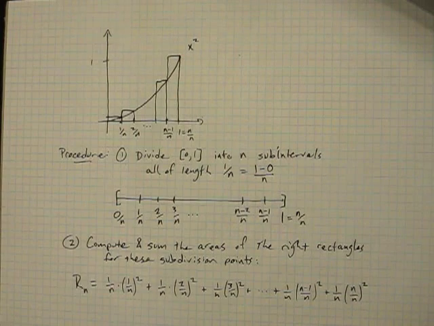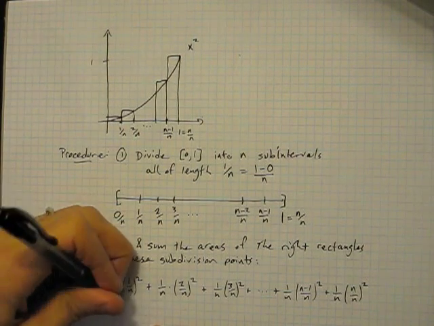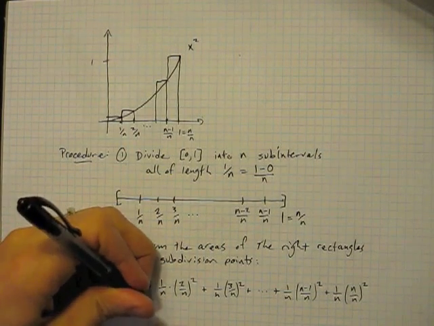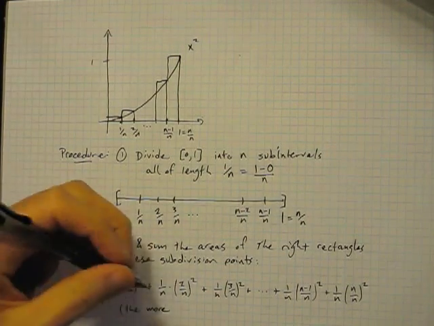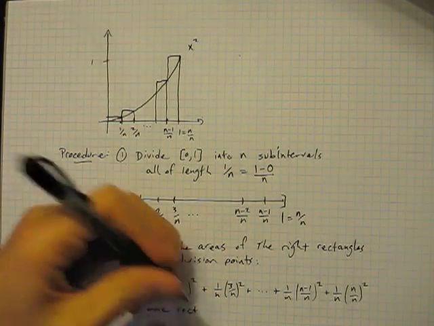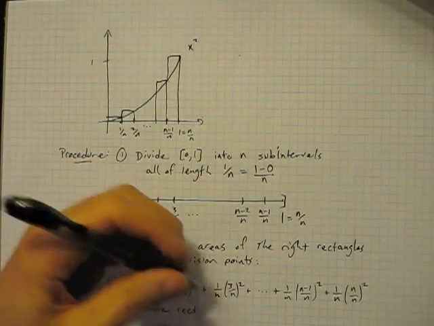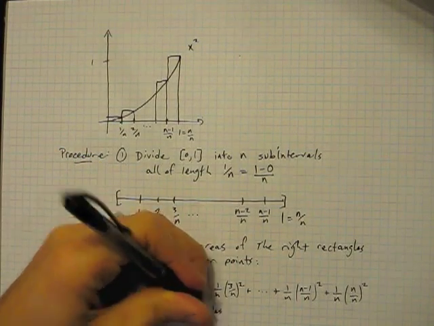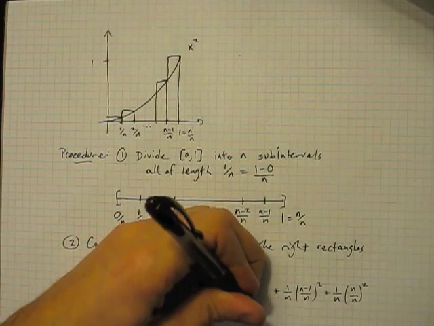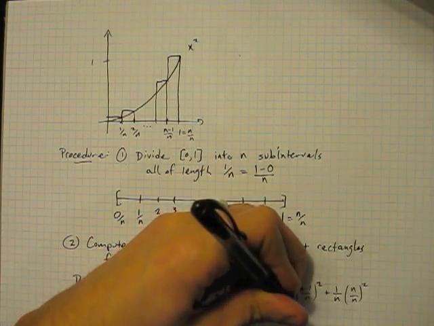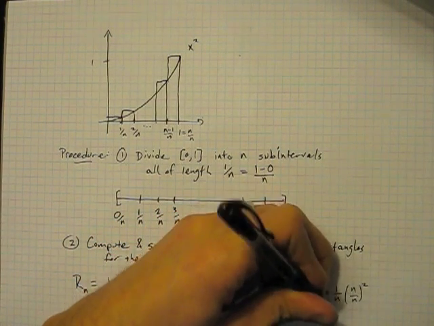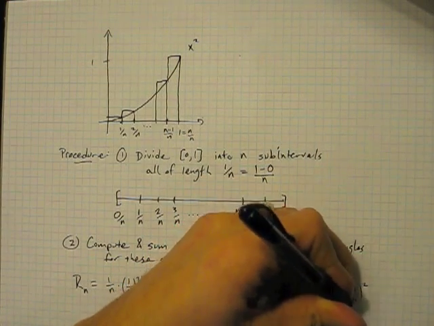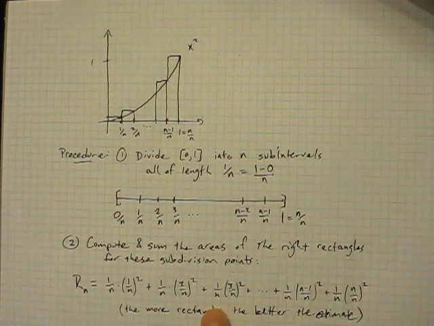And I want to go back to our observation. The more rectangles you use, I should say, not the more n's. The higher the n means the more rectangles. The more rectangles, the better the estimate.